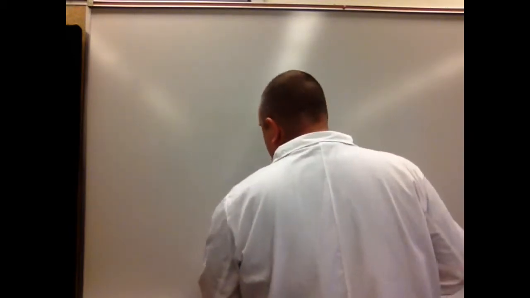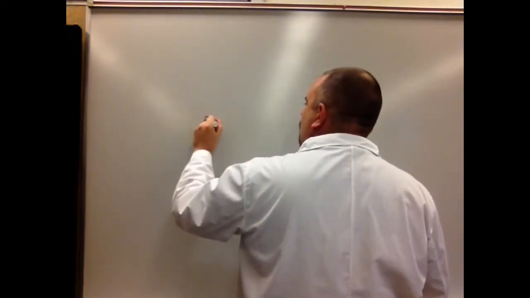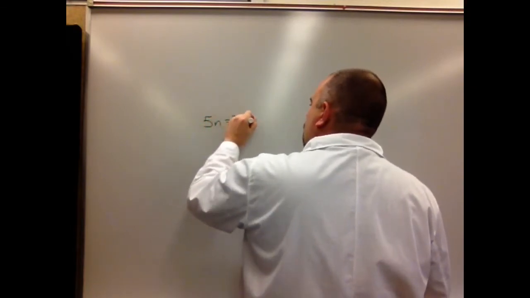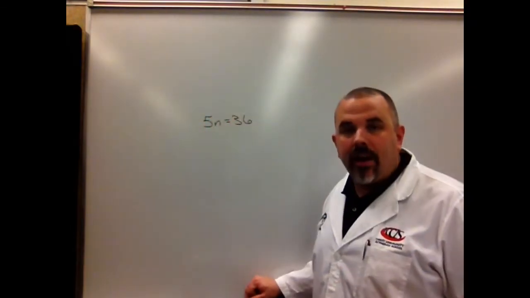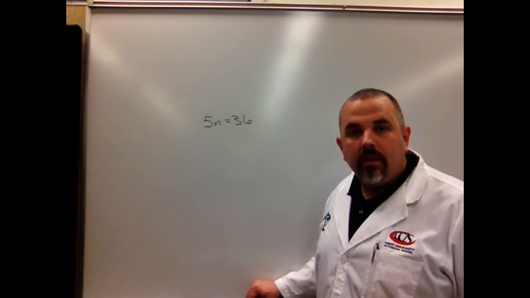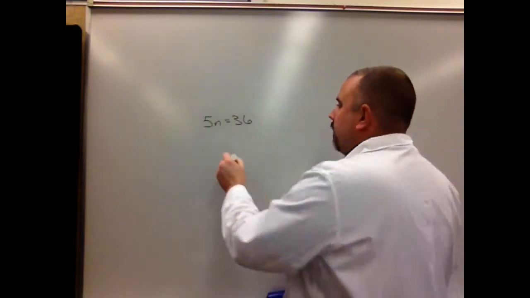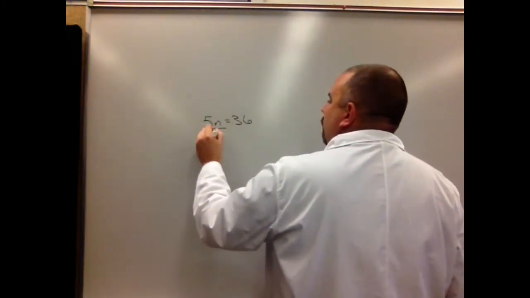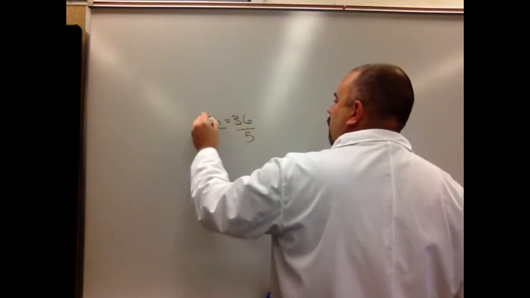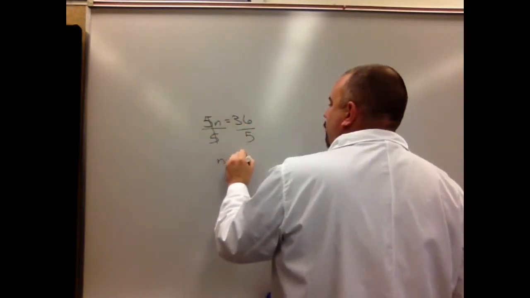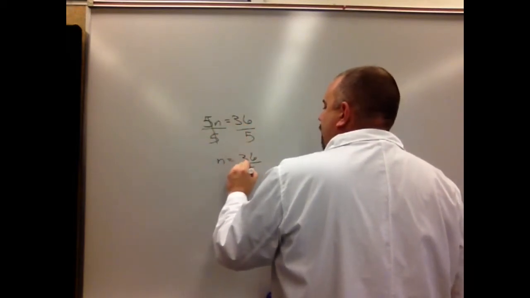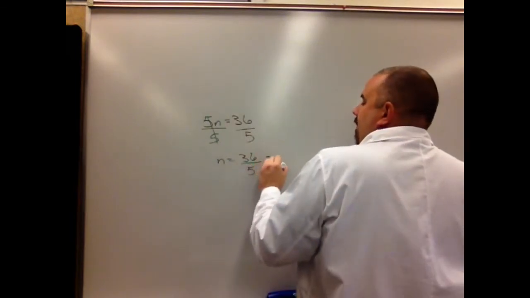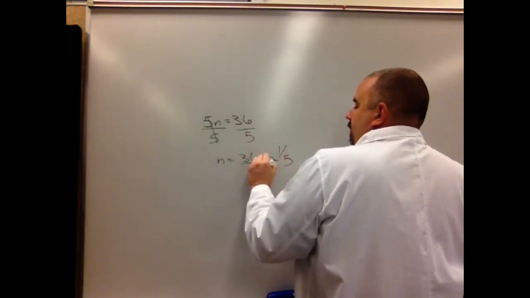5n is equal to 36. Again, what's the opposite of 5 times n? It's n divided by 5. Divide each side by 5 so we can get n all by itself. So n is equal to 36 over 5, which gives us 7 1/5. So in that case, n is equal to 7 1/5.